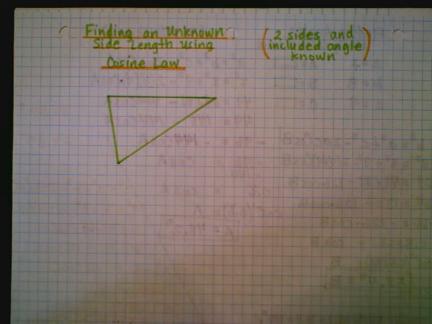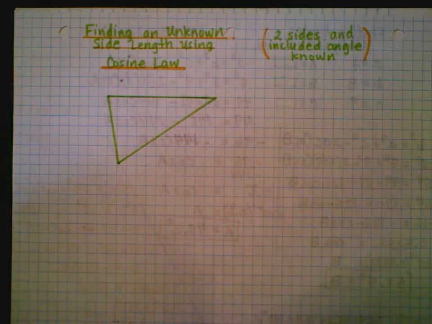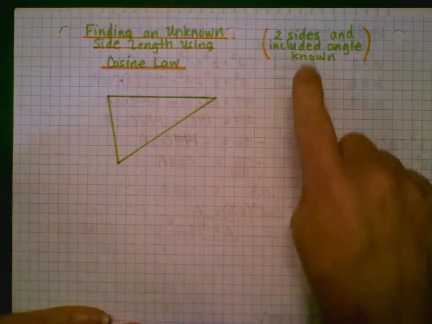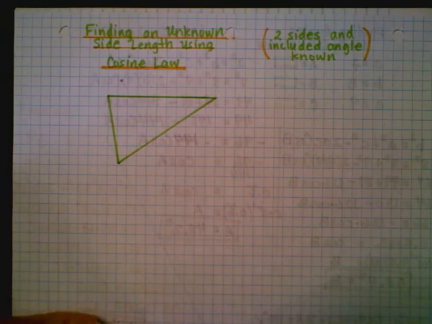Hello, in a previous video we saw how to use the law of cosines to find the missing angle measures in a triangle if you know all three side lengths. Now we're going to see how to use the cosine law to find a missing side length if you know two sides and an included angle measure.